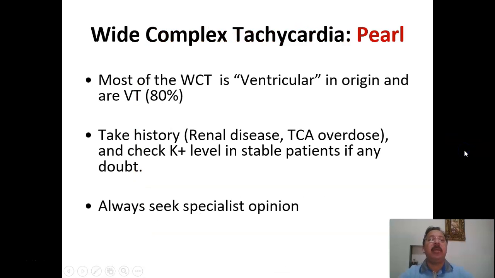The pearl is that most wide complex tachycardia is ventricular in origin, or ventricular tachycardia, 80% of the time. But sometimes it's very important to keep yourself vigilant and take the history, especially of renal disease and toxic overdosage, and check the potassium level in stable patients if you are in doubt, and try to seek expert opinion if time permits.